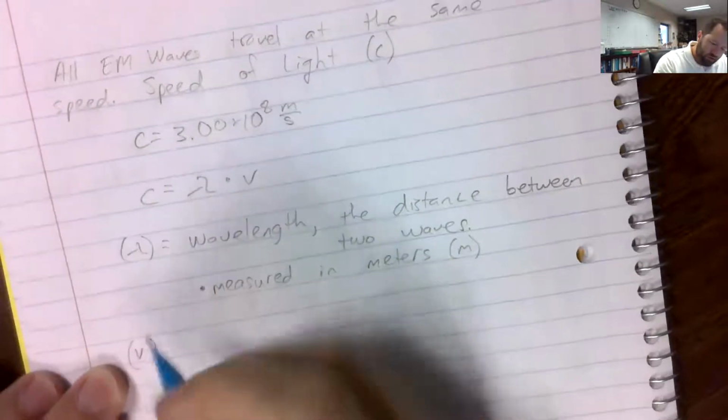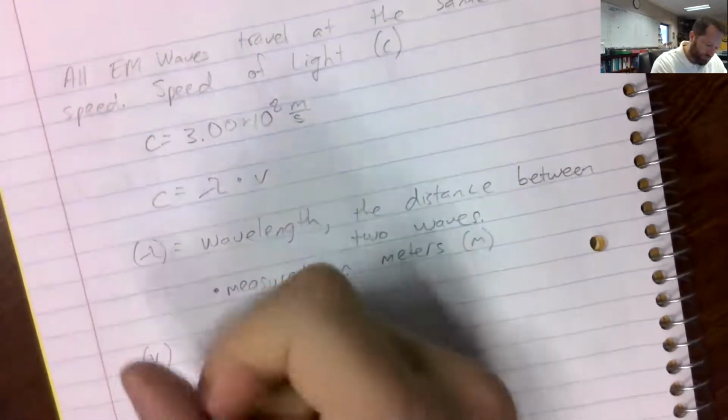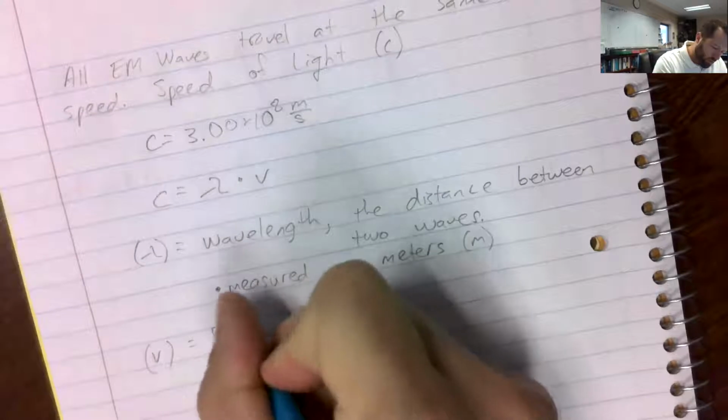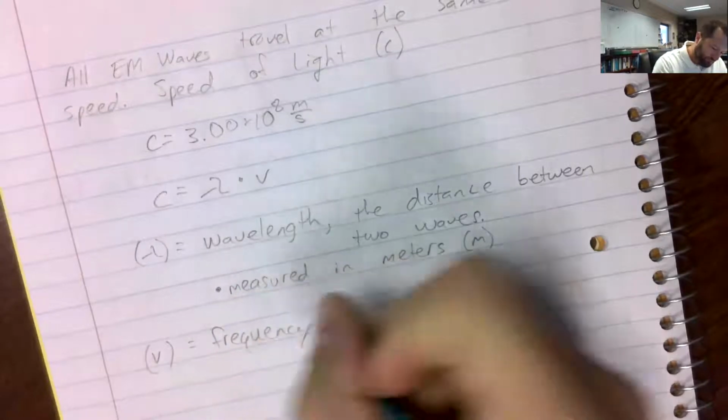The other letter there looks like a V. It's really Greek letter nu. This is what we call frequency.